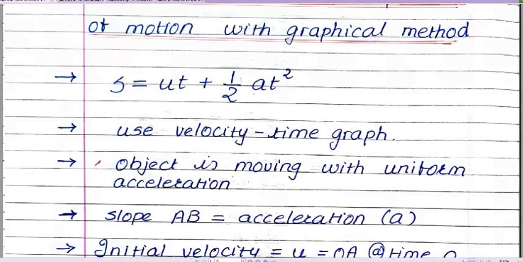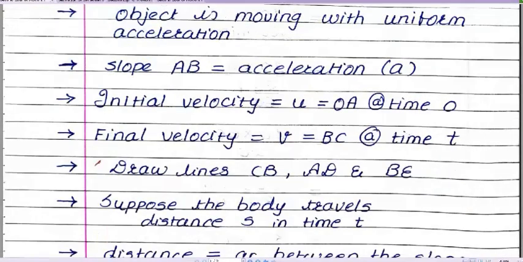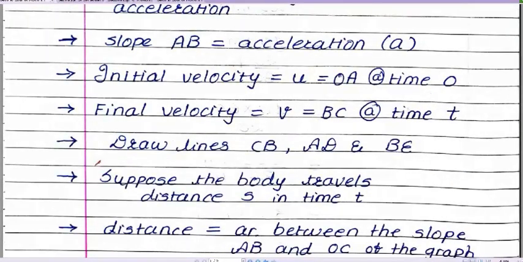Third thing, we know that the object is moving with uniform acceleration naturally. When we talk about equations of motion, we only talk about uniform acceleration, because with non-uniform motion, these equations of motion cannot be used. Now let's first understand what this graph tells us.